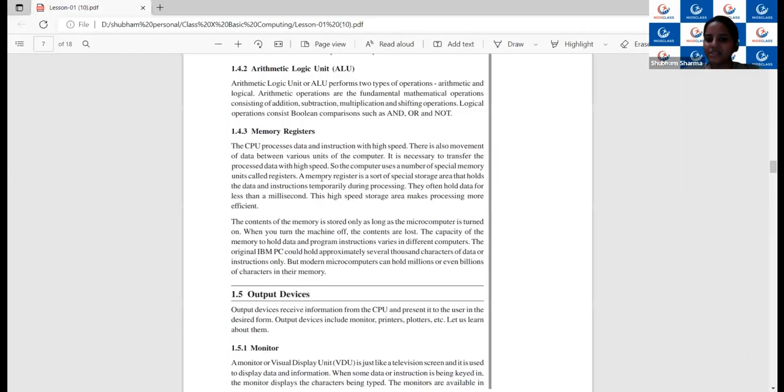Next, a memory register is a sort of special storage area. It's a storage area that holds data and instructions temporarily during processing. So what does it do next? It holds data and instructions temporarily. It doesn't store any data permanently. It just holds your data as well as instructions temporarily. Okay. And it is a storage area. Fine.